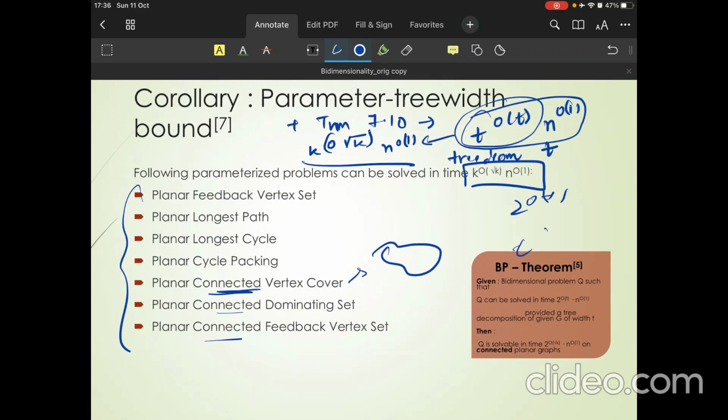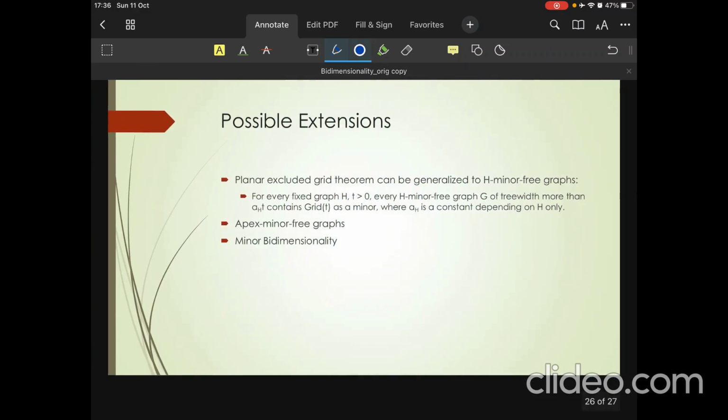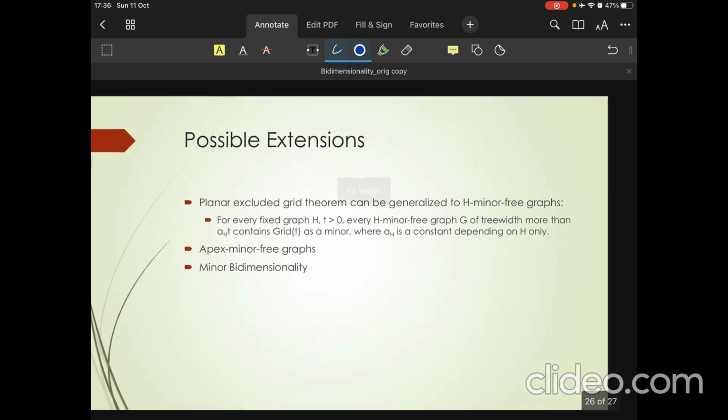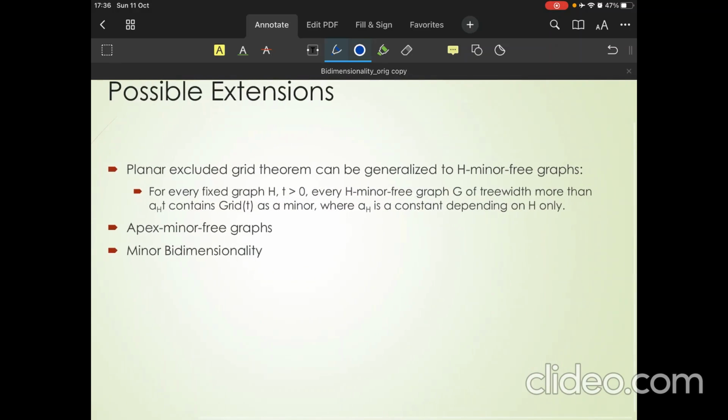It's an extension to the BP theorem that the function 2 power order t can be changed to some f of t, and we will get some f of root k for the FPT algorithm, corresponding to the parameter k. Okay, so the possible extensions are as follows.